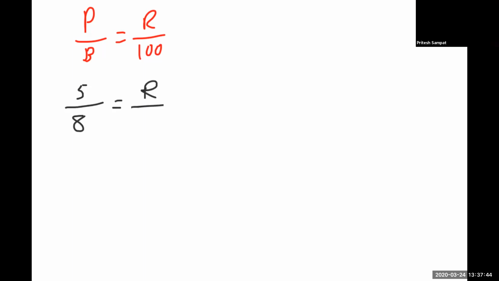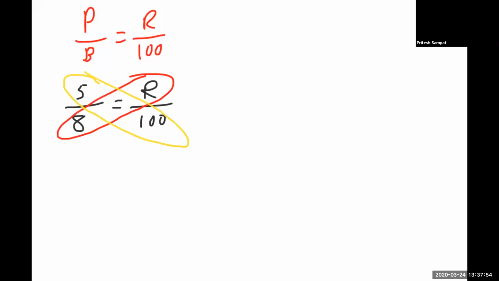So I'll start with our original equation, part over base is equal to rate over 100. And we have 5 over 8 is equal to r. Since that's our unknown, we're trying to solve for that over 100. We'll have cross product rule going this way, and we'll go this way for the other side of the equation. And once again, it doesn't matter what side each product ends up on.